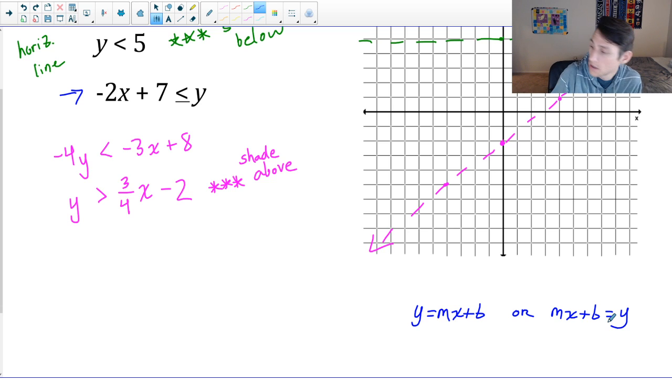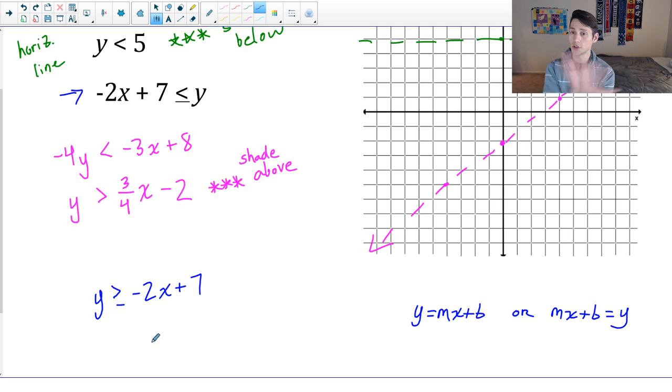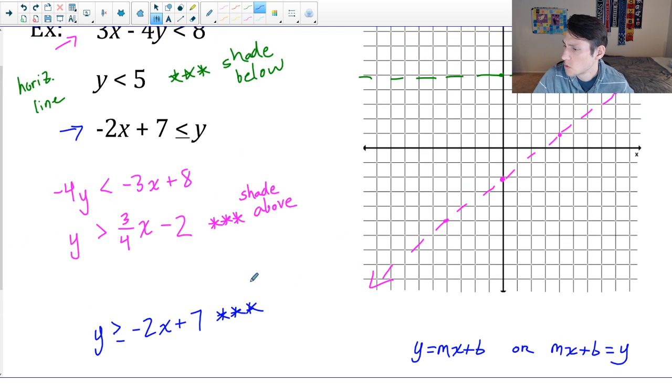It doesn't matter. So let me just flip this around so that instead of negative 2x plus 7 less than or equal to y, it's y greater than or equal to negative 2x plus 7. All right, so we just turned the whole equation around, but didn't have to do much math, so that's nice. Greater than or equal to, so we want to shade above.